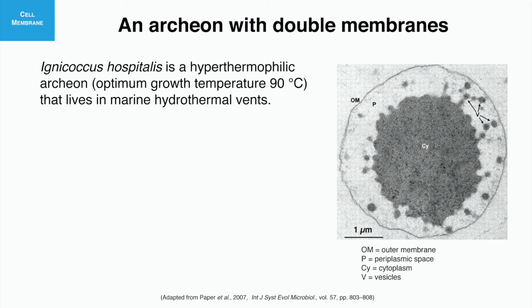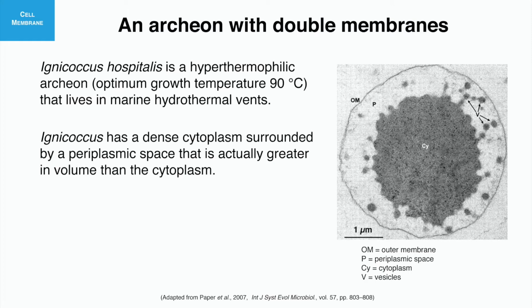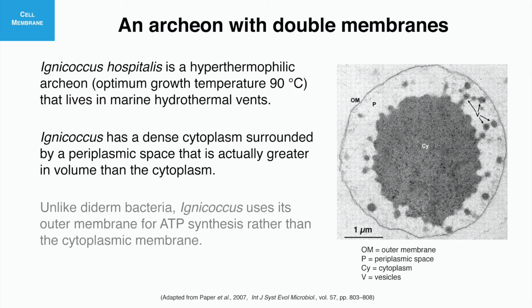Ignicoccus hospitalis is a hyperthermophilic archaeon that lives in marine hydrothermal vents. Ignicoccus has a dense cytoplasm surrounded by a periplasmic space that is actually greater in volume than the cytoplasm. Unlike diderm bacteria, Ignicoccus uses its outer membrane for ATP synthesis rather than the cytoplasmic membrane.